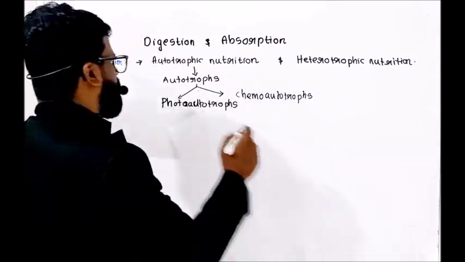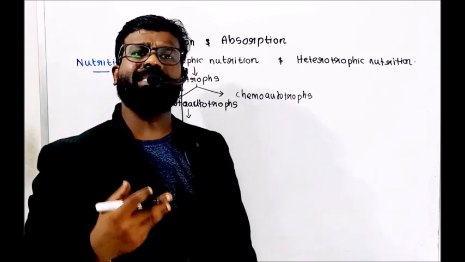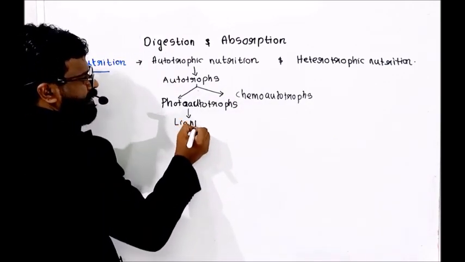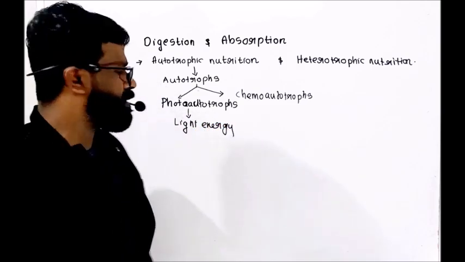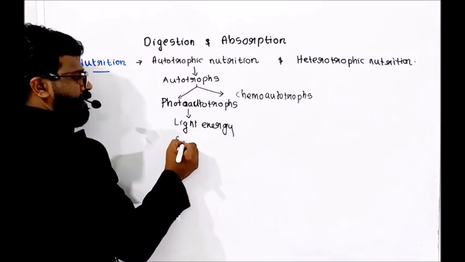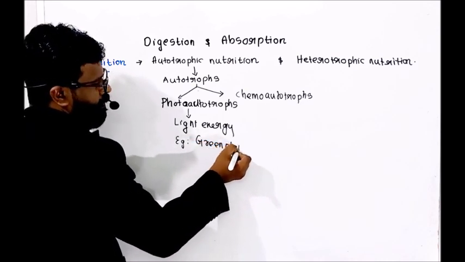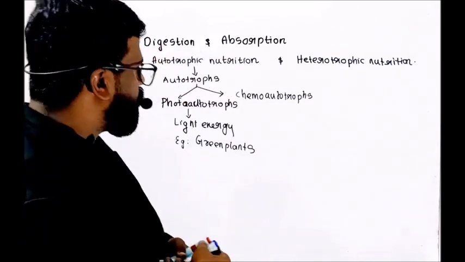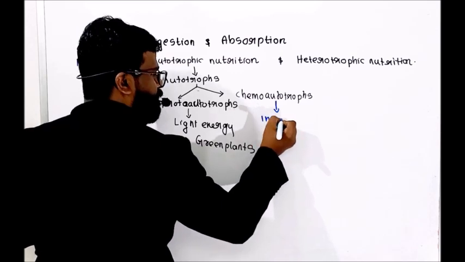Photoautotrophs synthesize their own food material by using light energy. Light energy is used for the synthesis of their own food, so they are called photoautotrophs. An example of photoautotrophs is green plants. Green plants are photoautotrophs.